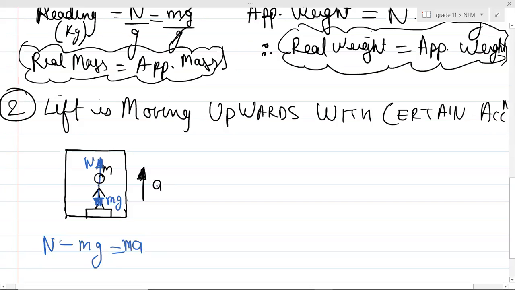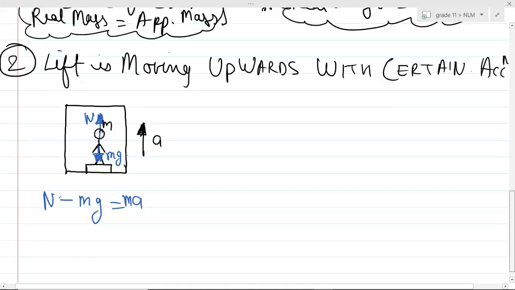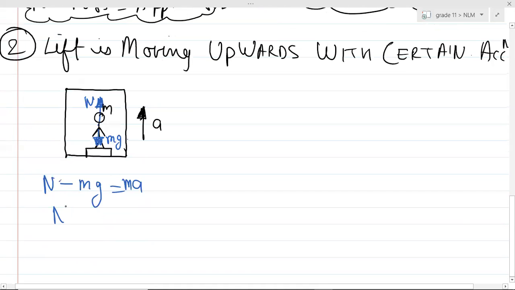Basically mg is equal to N plus ma. So mg equals N minus m... but we don't want that. We want N. So if mg is equal to N plus ma, then how will the lift move upwards?